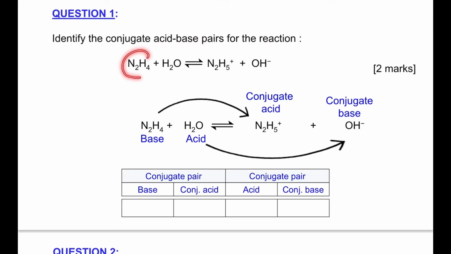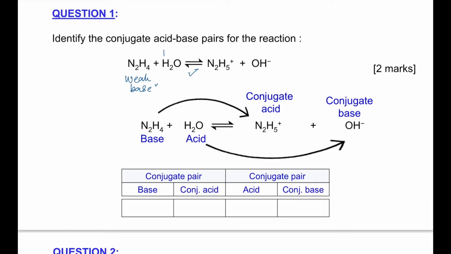As we know, the N2H4 is the weak base. Okay, because how do we know it is weak base? Something that consists of nitrogen and hydrogen, they are ammonia derivatives. So basically, ammonia derivative will form a weak base. And when they dissolve in water, it will partially dissociate because it is weak base.